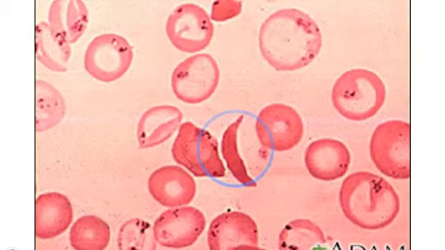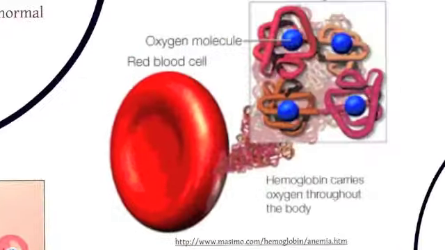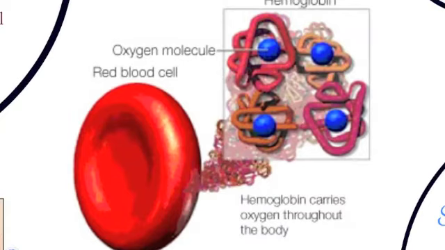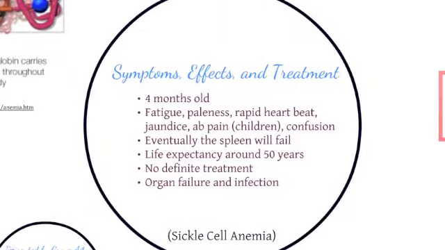Here you can see a normal red blood cell and then the sickle-shaped red blood cell, which is circled and looks like the crescent. Here you see a diagram of hemoglobin, which consists of 4 polypeptides, which all have an oxygen molecule in the center. Now let's talk about symptoms and effects and treatments of sickle cell disease.